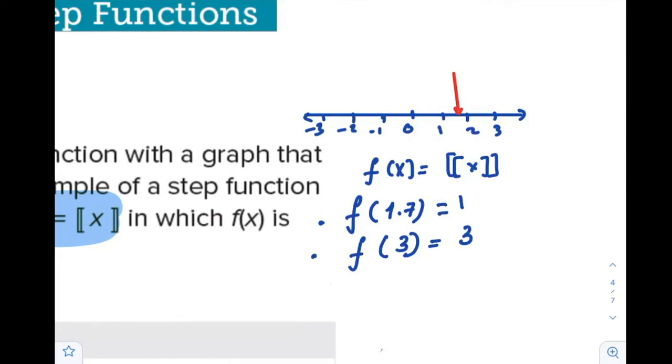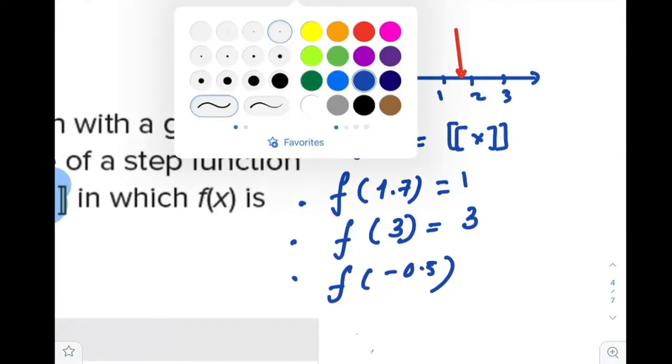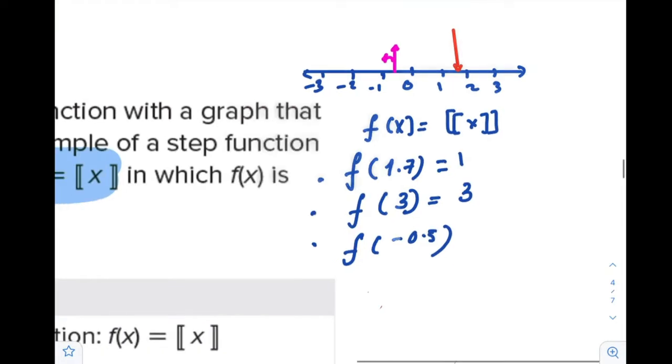What if you have the greatest integer of -0.5? -0.5 is somewhere here. What is the greatest integer less than or equal to that? It's directly less than that one, so it is equal to -1. While f of 0.5 is just 0. So we have to be careful with the greatest integer function.